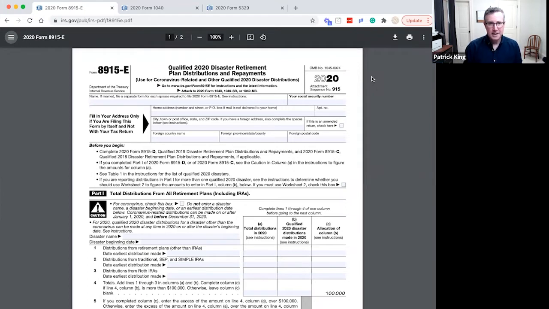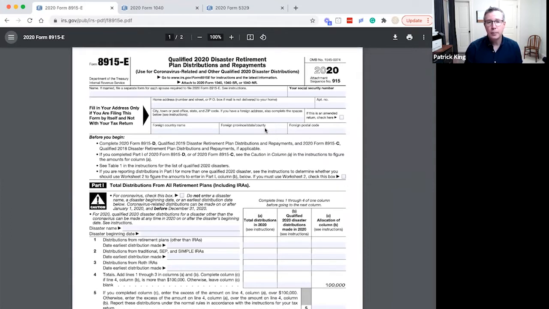So let's get into this form real quick, and we're going to do it in an example format. So let's say that I took out $100,000 from my IRA in 2020 and wanted to use the CARES Act to both avoid the 10% early withdrawal penalty for taking it out under age 59 and a half and spread those taxes across the next 3 years. So obviously you fill out the top portion of the form with your personal information. And while I'm here, let me zoom in a little bit better so you can see this sucker.